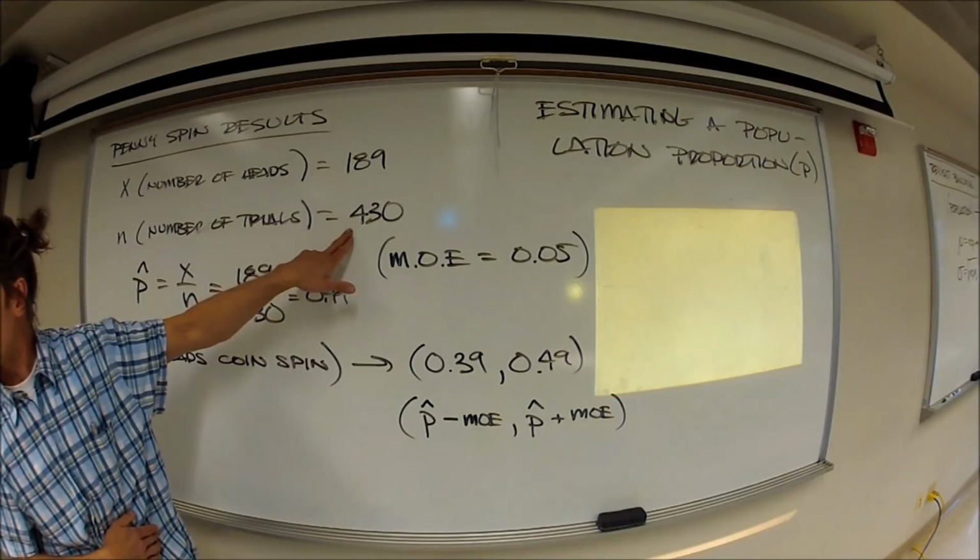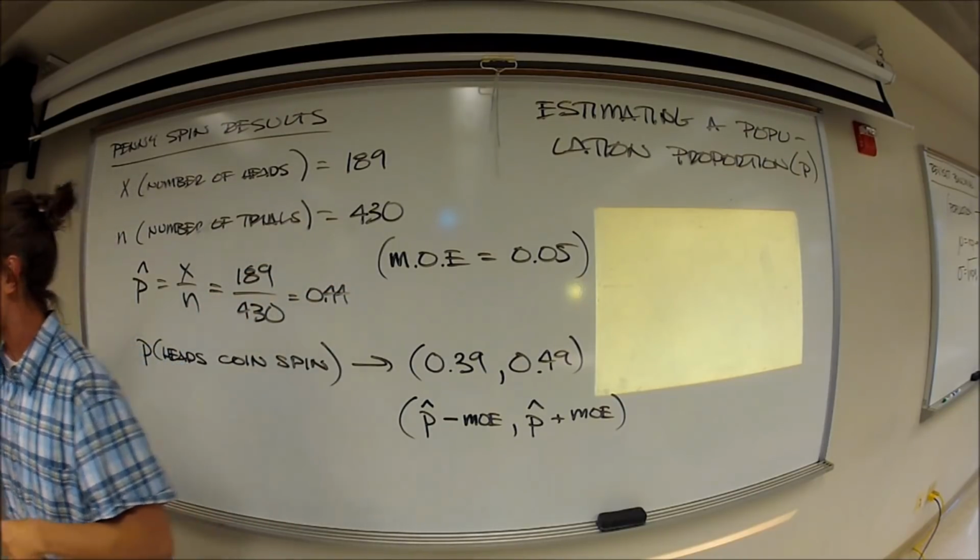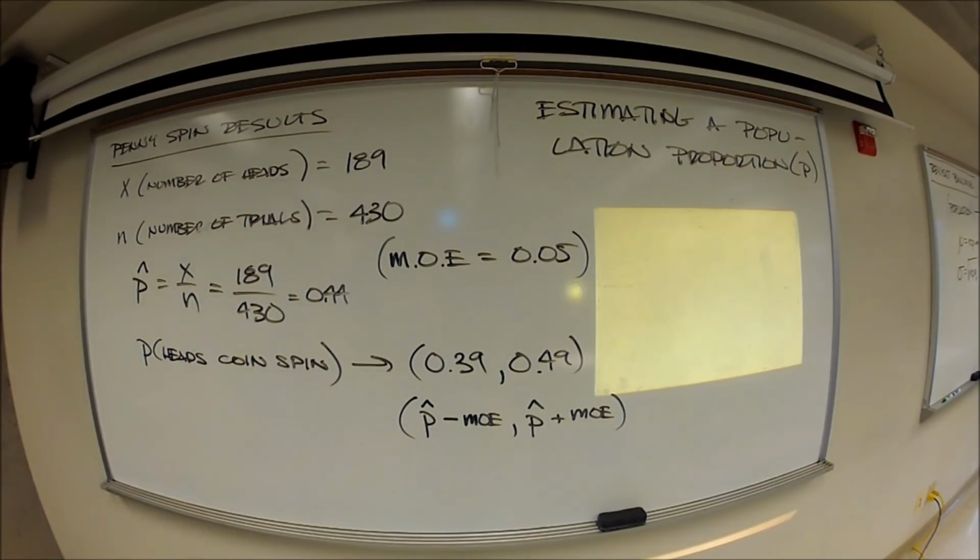So what I'd like to take a look at right now is, based on our results, the 189 and the 430, I want to calculate that one standard error for our results and see what it comes out to be. Go ahead, Chris. So it's 0.44, is p hat. That's p hat. Q hat would be 0.56? 0.56, exactly. So Chris is already one step ahead of me.